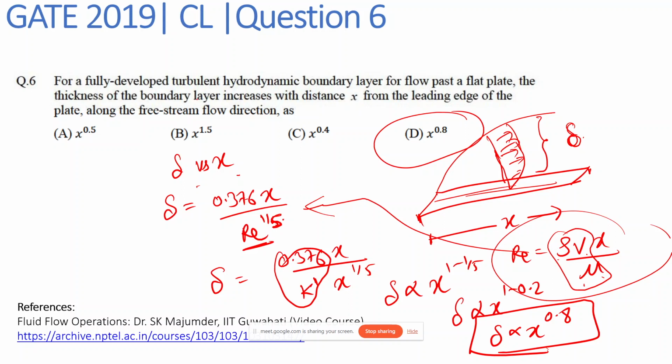That is, the thickness of the boundary layer increases with distance x from the leading edge of the plate along the free stream flow direction as x raised to 0.8. So this is the correlation that you need to remember, and based on this we can find how the boundary layer thickness will vary with distance x.